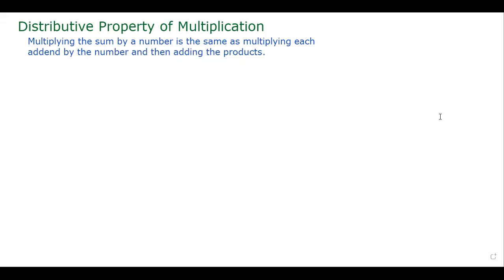Let's do some practice today with the distributive property of multiplication. That property states that multiplying the sum by a number is the same as multiplying each addend by that number and then adding the products together. Sounds complicated? It's not. Let me show you with some examples.